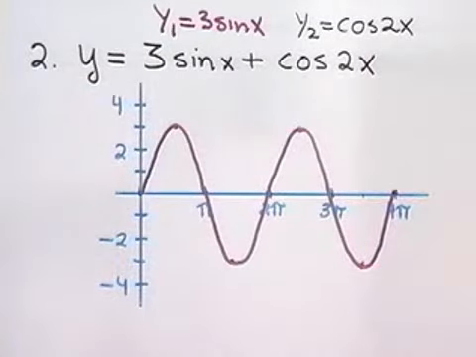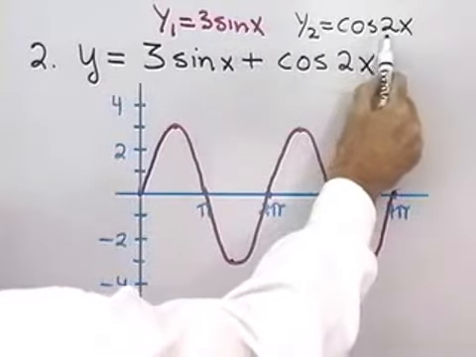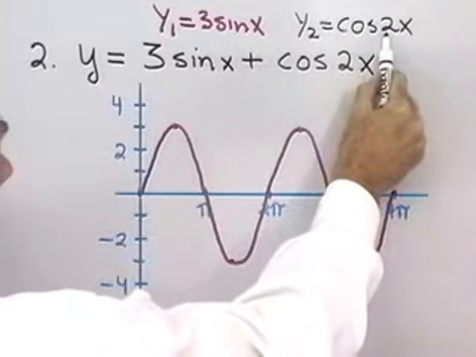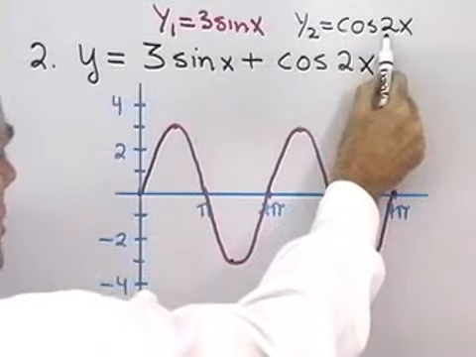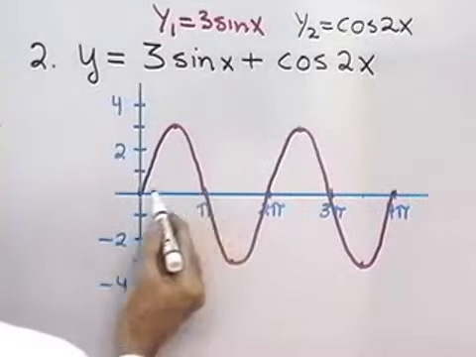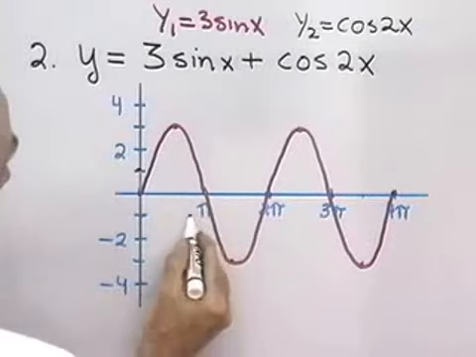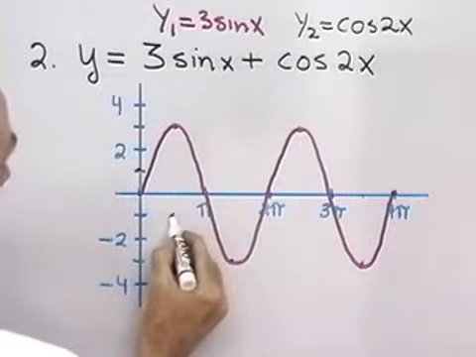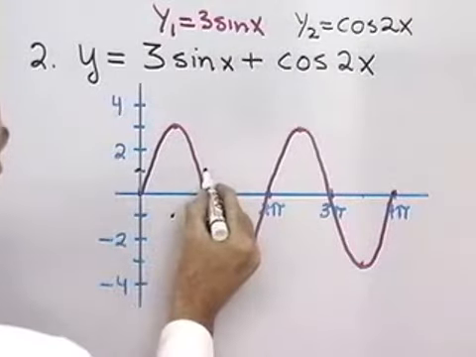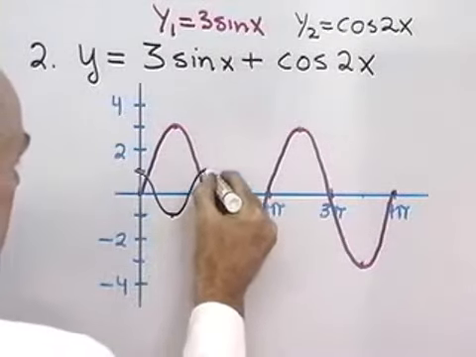Next, I want to graph y2 equals cosine 2x, which is a cosine curve with an amplitude of 1 and a period of 2 pi divided by 2, or just pi. So this goes through one complete cycle in pi units on the x-axis. So I'm going to start at 1. It's going to end up at negative 1 halfway, and then back up at 1. So that curve is going to look something like this.